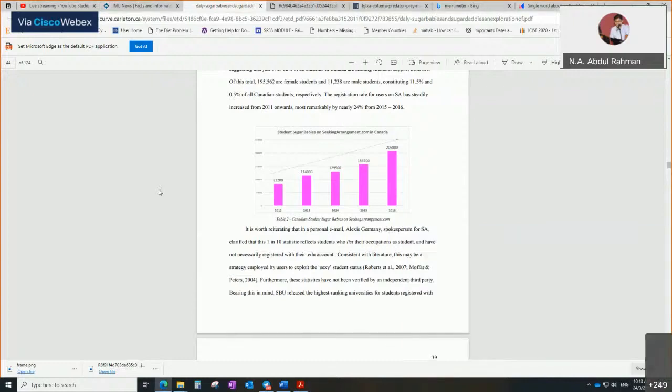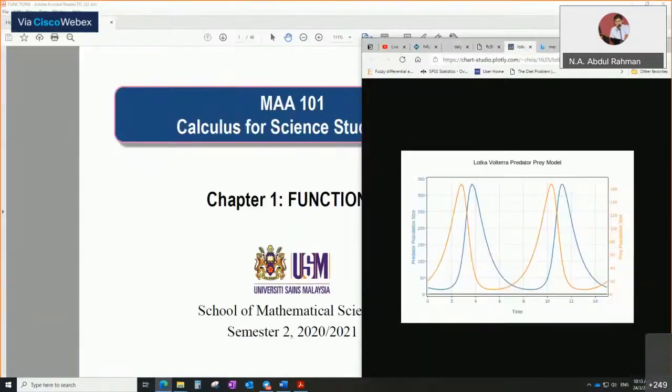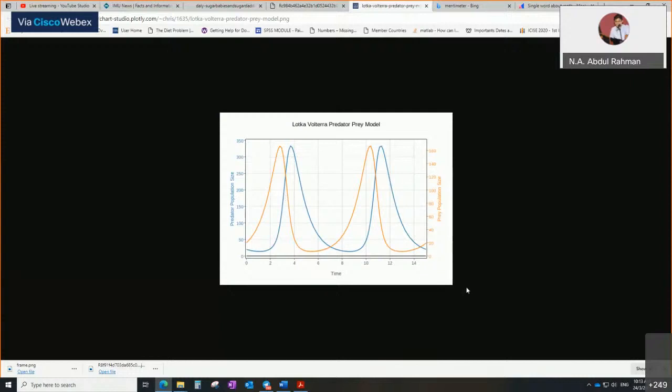And I believe a lot of you are from the School of Biology, so let me share with you. Since a lot of you are from the biology school, I believe you have heard about the prey-predator model. One of the famous ones is of course the Lotka-Volterra predator-prey model. So you can see in this figure here, researchers in the past have tried to use functions to determine the patterns of increasing or decreasing of prey and predator. The blue line represents the predator, and the yellow one represents the prey.